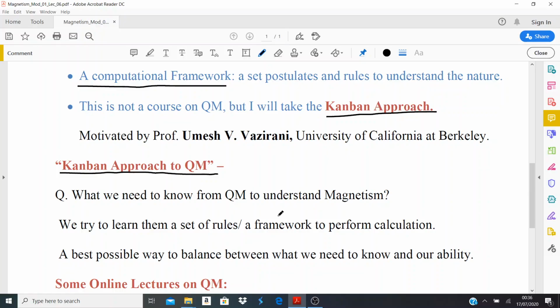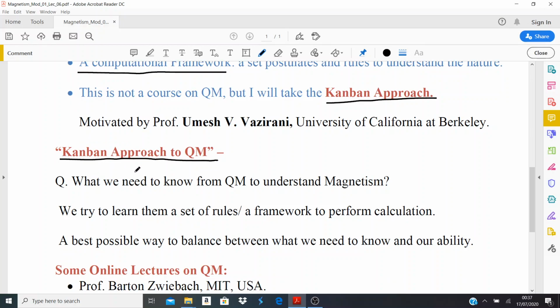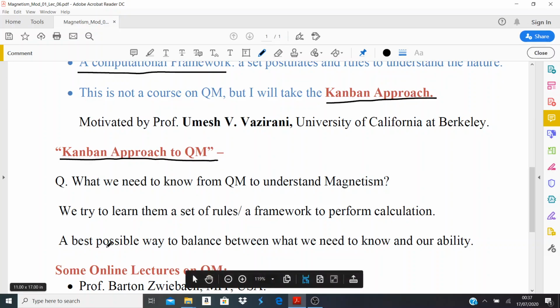Then we will take the rules, or the framework, of quantum mechanics as a set of rules and perform the calculation, right? And while doing this calculation, we will gain more and more experience. Then, depending on one's aptitude or interest, they can read from different references. But in this course, my approach will be to give you the minimum set of rules in quantum mechanics so that you can understand the fairly standard books on magnetism. So this Kanban approach is really helpful because it gives you the best possible way to balance between what we need and our ability, right?